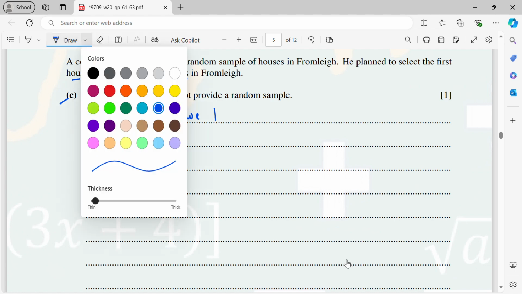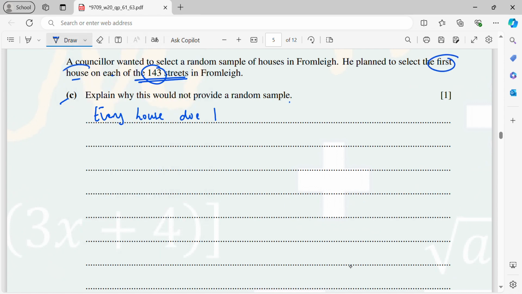So it is not every house, right? It means that other houses will not have the chance to be selected. So it does not have an equal chance of being selected. So this becomes a biased sample already.